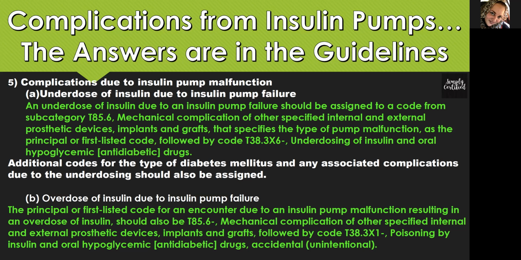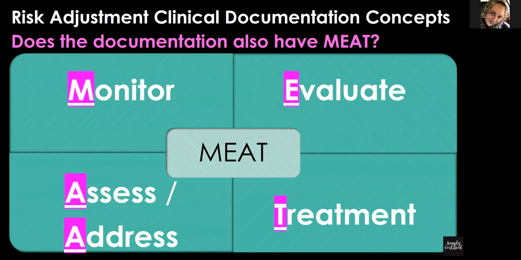And complications from insulin pumps, I know I already talked about this in the guidelines, but I just want to kind of repeat on it again, that you really do have to code it a certain way. So you're going to code the complication code first. So that's from T85.6, right? And then you're going to follow it by either the underdosing or the overdosing code for that, followed by the diabetes codes and any drugs, code as many codes as possible.